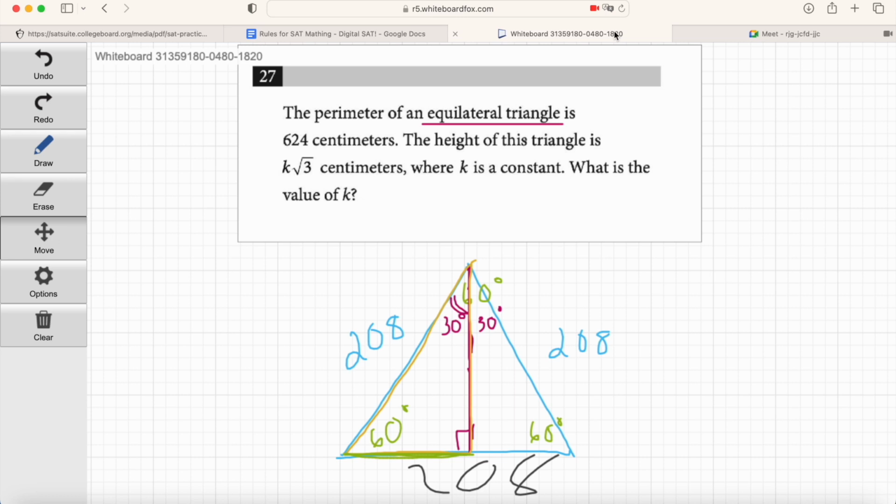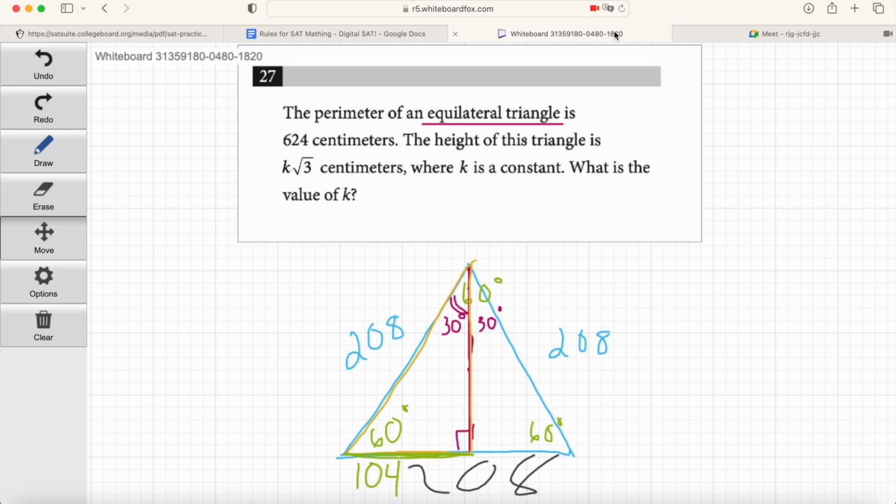We're back on the question now, back on the whiteboard. Half of 208. So what's that small side? 104. Does that make sense? And so now we know the height of this triangle, right? Because it's just the small side times the square root of 3. So what's the height? I would just express it in terms of the square root of 3. I'll show you why in just a minute.